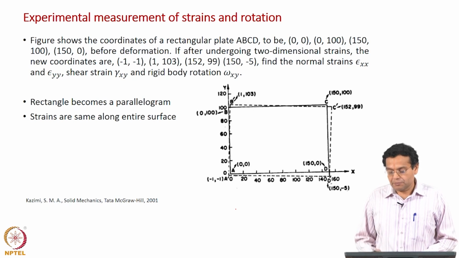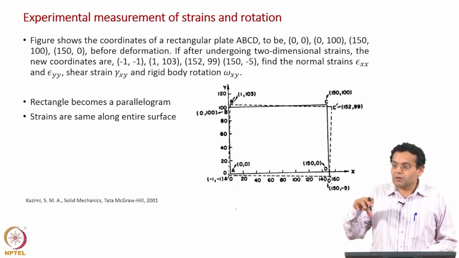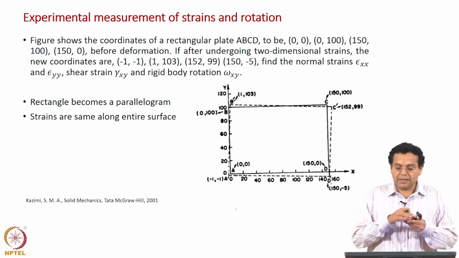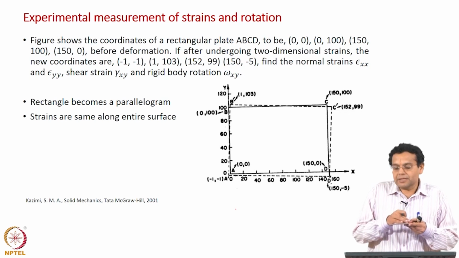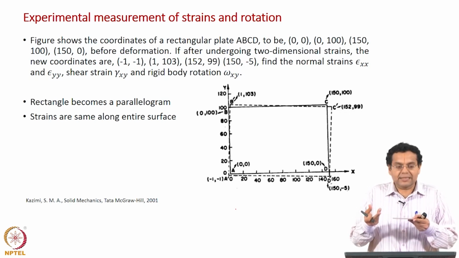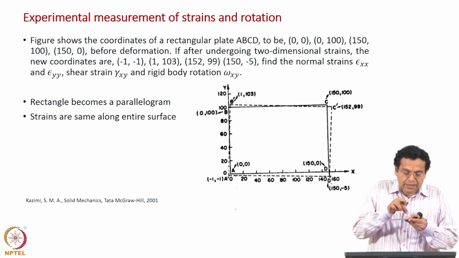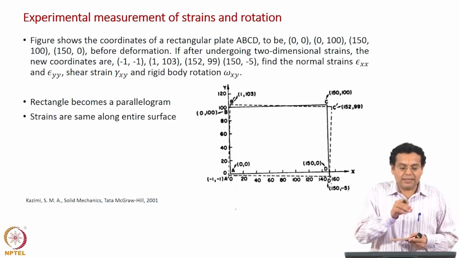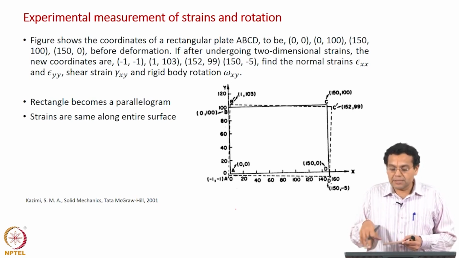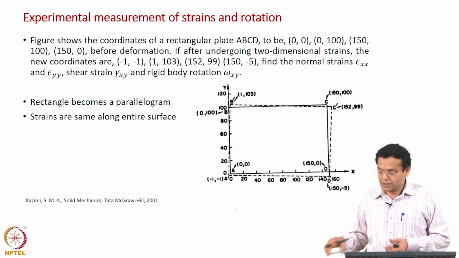Now, the salient feature of this example is that we are given the coordinates, which means that they are measurable. You have a plate, and then there is some initial state, let us say you applied some force, something happened, some change in angle or length, etc., and then you can find out the new coordinates. That is why the title says experimental measurement of strains and rotation based on the coordinates. Okay. So, let us quickly read.